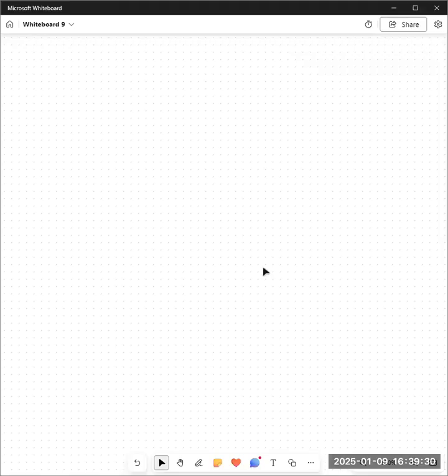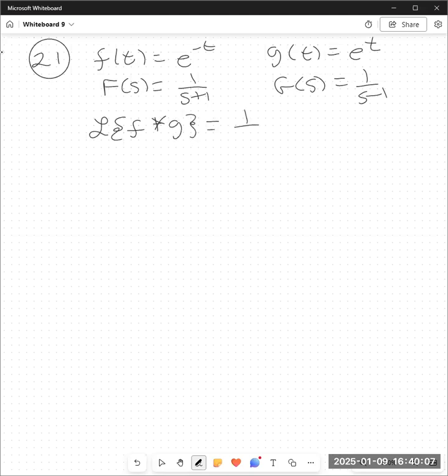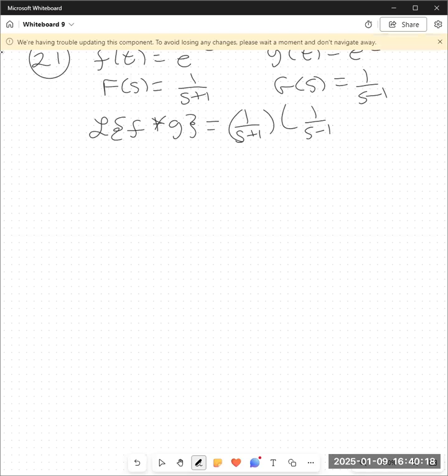Moving on now to number 21. This is f of t is equal to e to the negative t. G of t is equal to e to the t. So my F of s is 1 over s plus 1. My G of s is 1 over s minus 1, making my Laplace transform of f convolution g is 1 over s plus 1 times 1 over s minus 1, which is equal to 1 over s squared minus 1.